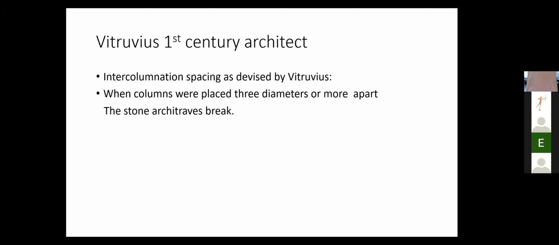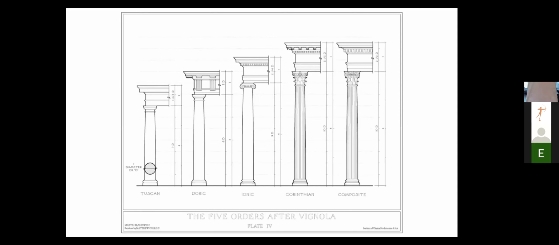Okay, so Vitruvius was really the first century architect. And when we talk about first century architecture, we're talking about Hadrian's Villa, the Pantheon in Rome, Diocletian's palace. He's really the one that created what's called intercolumnation spacing, which means the way that the columns are spaced between what's called the architrave above that, as well as many other things.